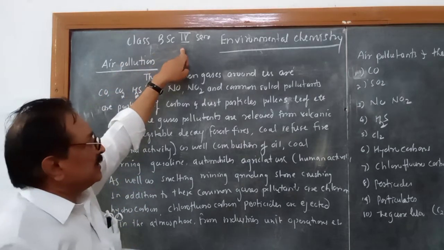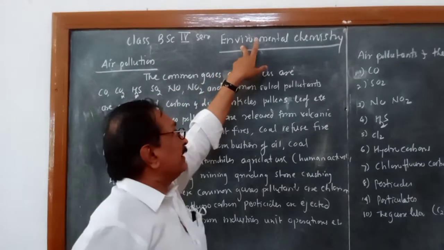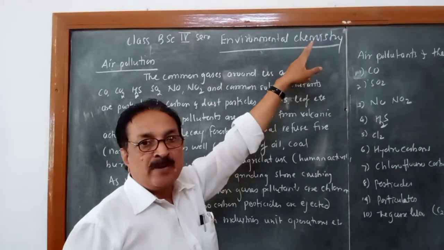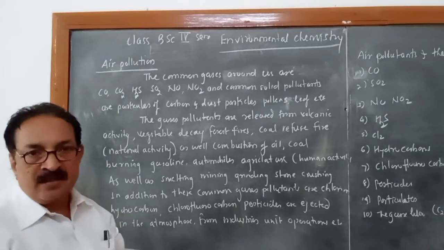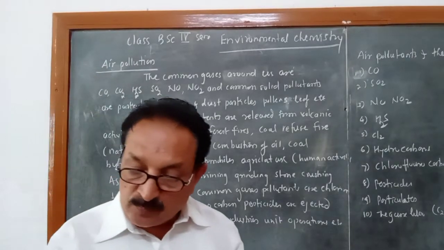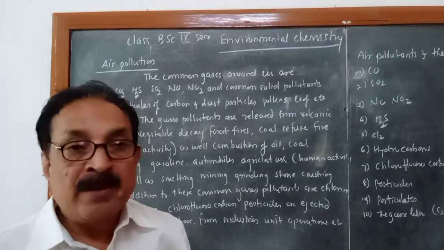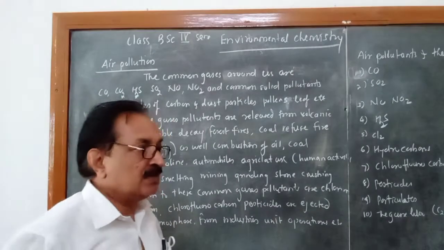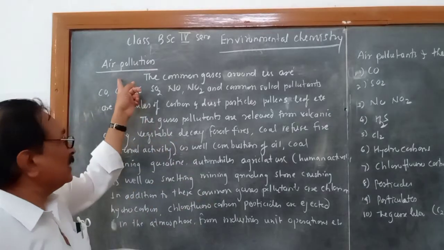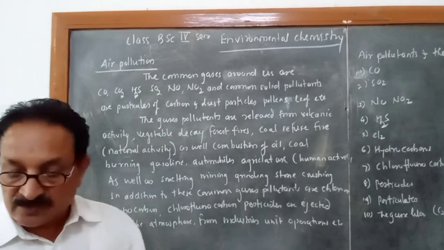For BSc 4th Sem, the next unit is environmental chemistry. Here you have to study air pollution, water pollution, then some of the parameters and treatment of sewage. Let us start the first part, that is air pollution.